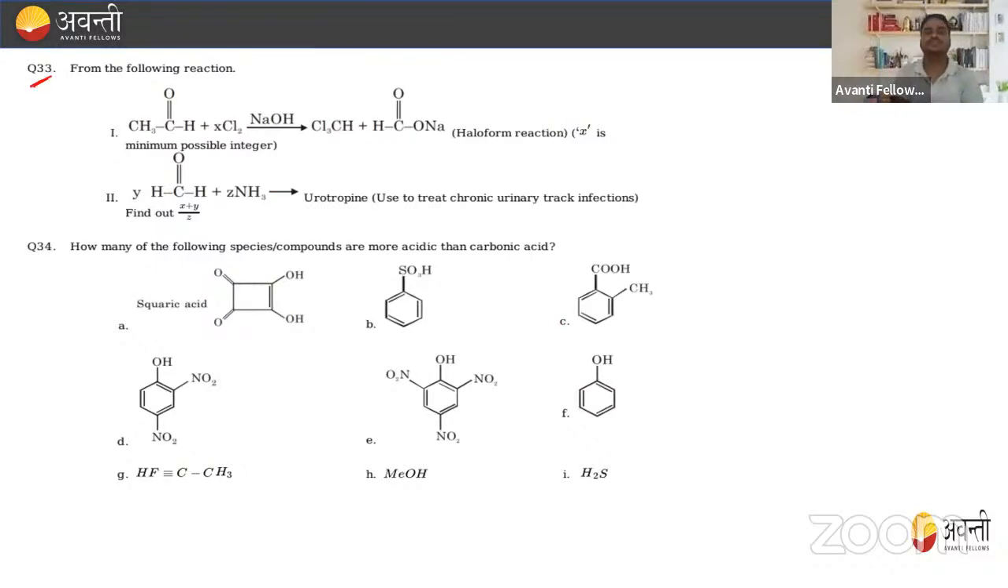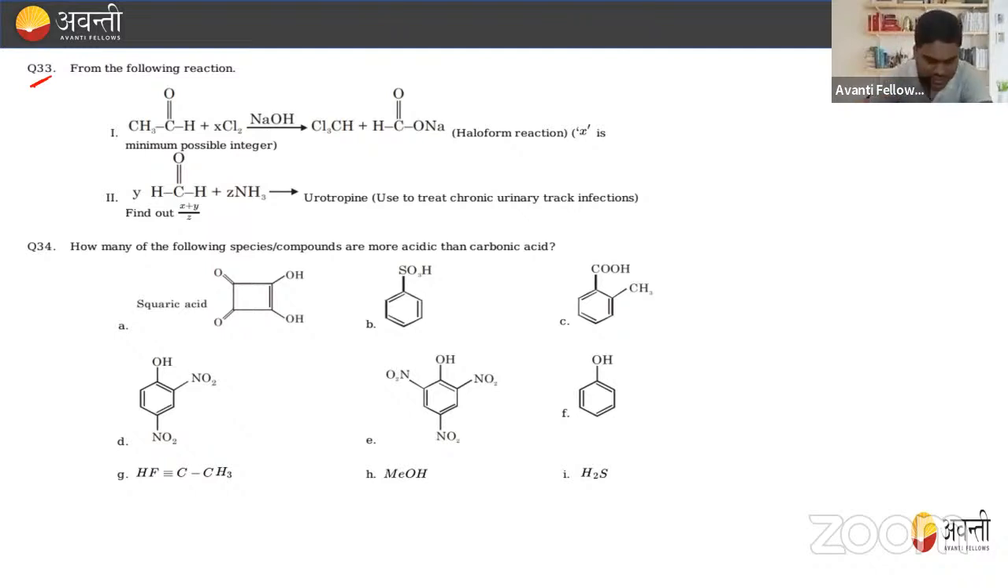What does the question ask? The reaction is going on like CH3CHO plus XCl2, which reacts with NaOH to give CH3CHCONa, a Hofmann reaction, where X is a minimum possible integer. Now, Y reacts with Y number of formaldehyde plus Z amount of NH3, eutropium used to treat chronic urinary tract infection. So you have to find out X plus Y plus Z.